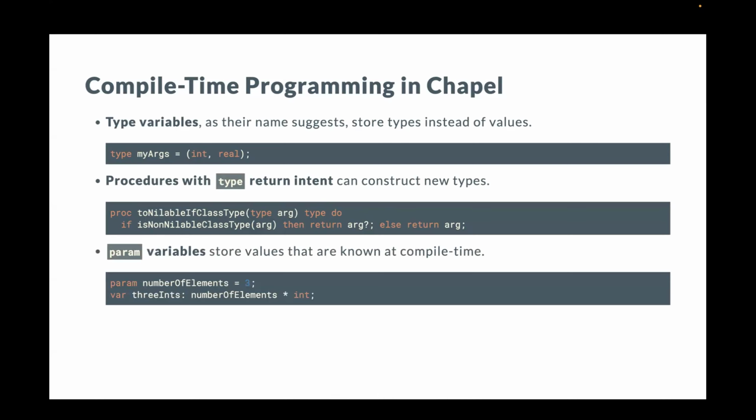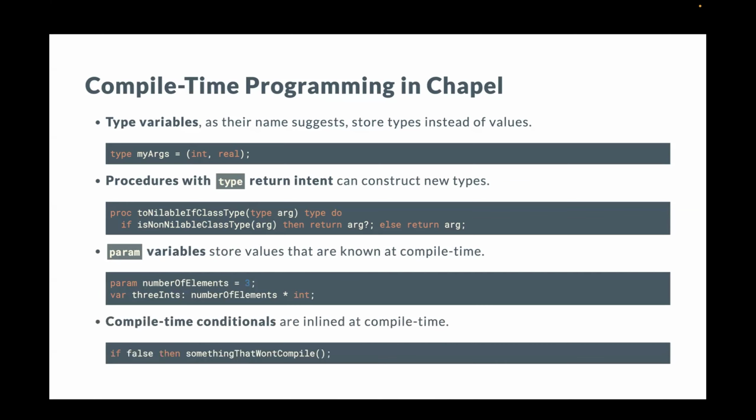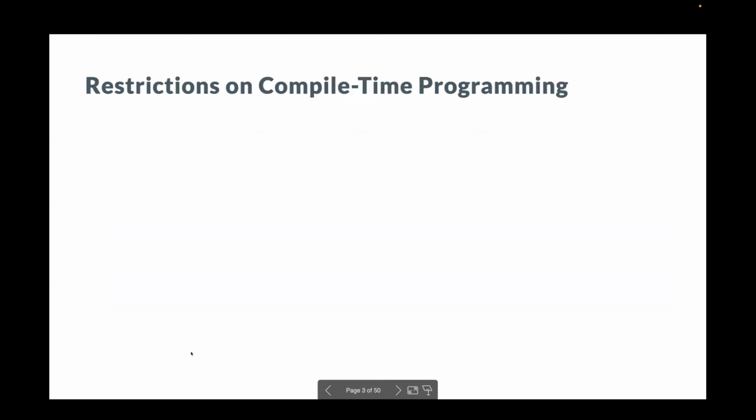And finally, Chapel also has param variables, which store values that are known at compile time. So I can store the number 3 into a param number of elements, and then use that at compile time to create a new integer of 3 elements. So number of elements times int. Chapel also folds compile time conditionals where possible. So if you have a conditional like if false, Chapel will not bother resolving the code in the then branch because it knows that the condition will always be false, and therefore there's no need to resolve it.